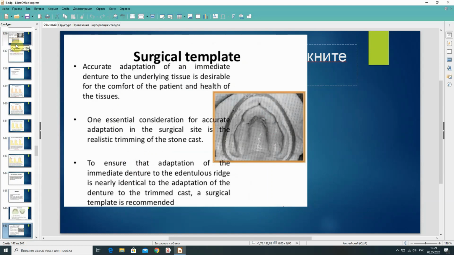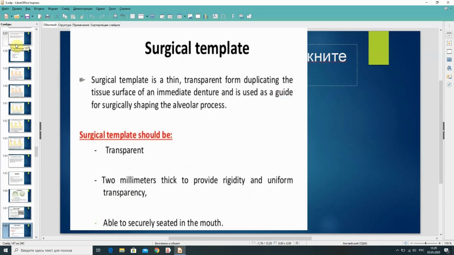Surgical template. The surgical template should be transparent, 2 mm thick to provide rigidity and uniform transparency, and able to sit securely in the mouth.